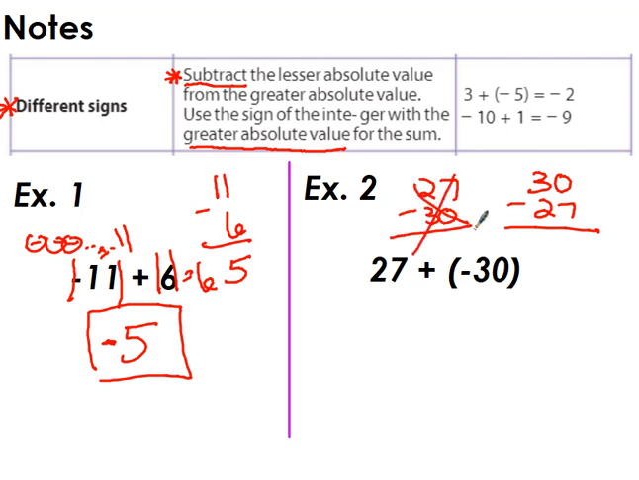27 minus 30 is wrong because we can't actually calculate that. We can't work that out. So instead, I'm going to do 30 minus 27, which is 3.